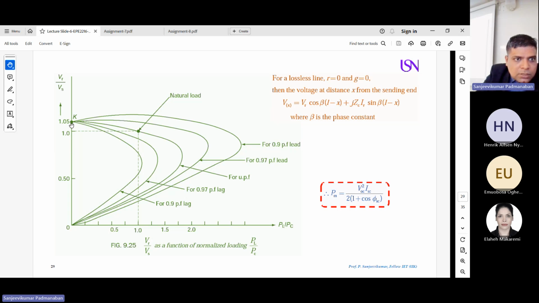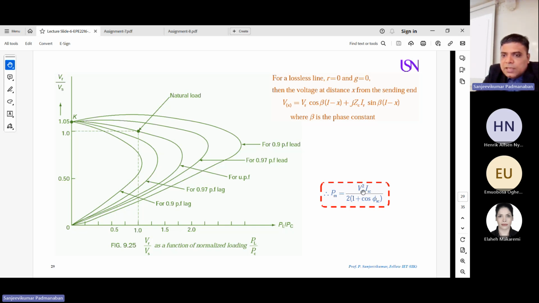Now you can have a look, after the compensation the ratio comes down. It's not 1.088, it's 1.05. You can have a look. In the previous case, without the compensation, we have seen 1.088 is the ratio between your receiving end voltage and sending end voltage. But now it comes to 1.005. That's the only difference.